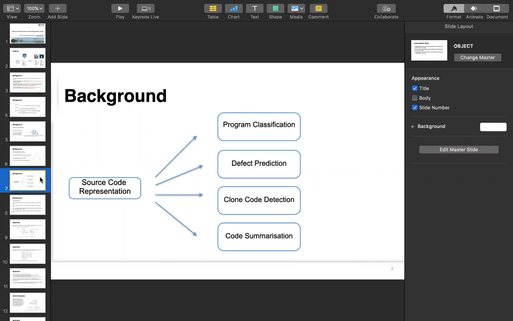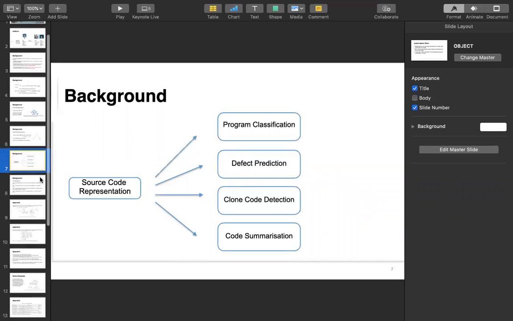So this paper is trying to extract information from source code to get a source code representation and use this representation to do various tasks like program classification, defect prediction, code clone detection, and code summarization. And this paper focuses on two tasks: program classification and code clone detection.